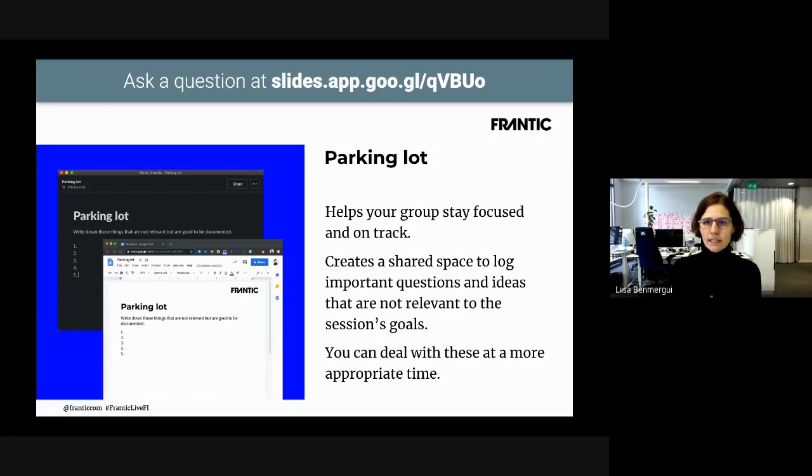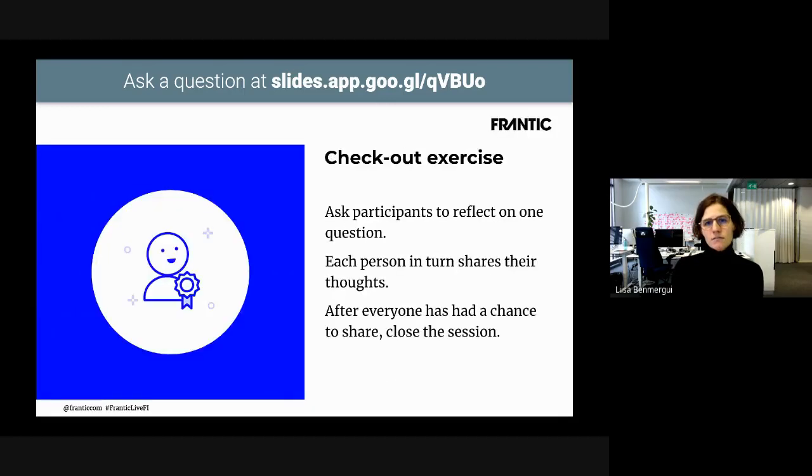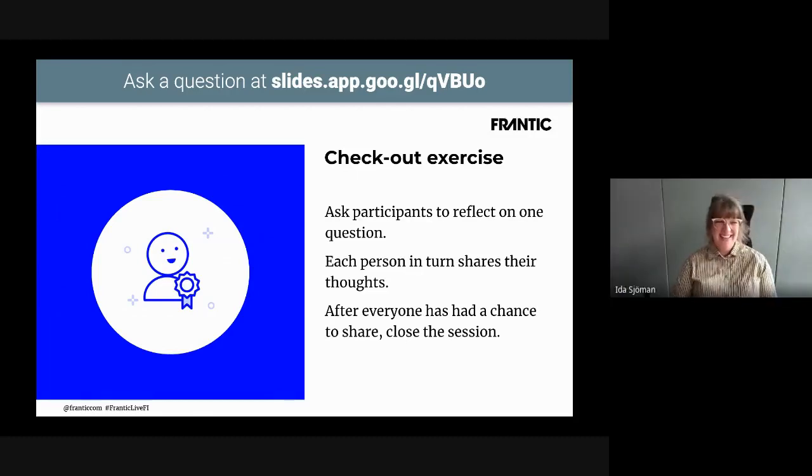So since we talked about the check-in, let's talk about the checkout exercise, so that we can keep in time. I just noticed the time myself. It's getting a little long-winded there.